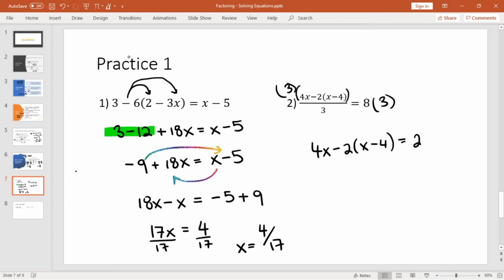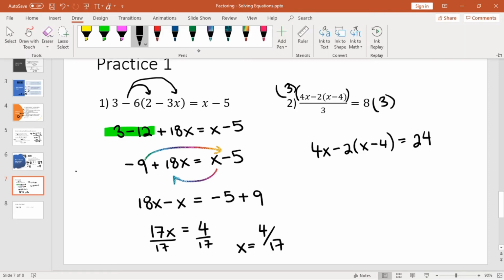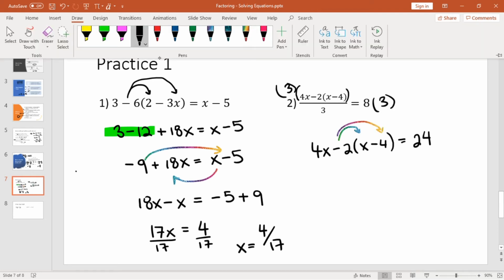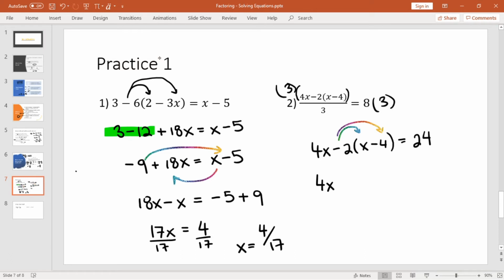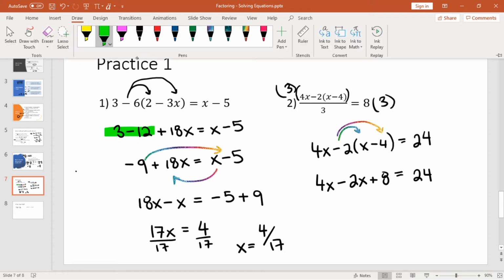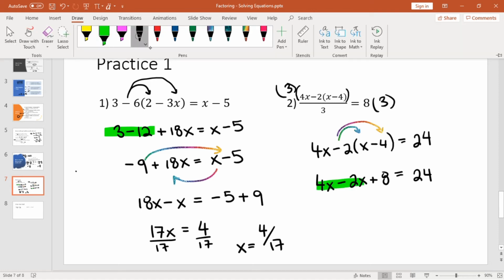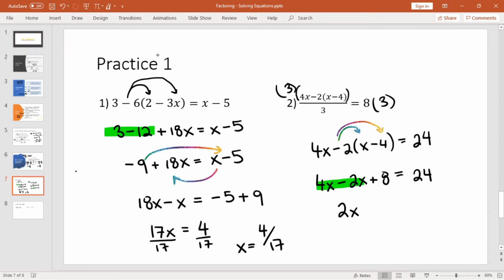And on the right side, I have 24. Okay, we're going to distribute our negative 2 to get rid of the brackets. 4x, and that becomes minus 2x plus 8 equals 24. I can gather a bit on this side. 4x, and I have 2x plus 8 equals 24.